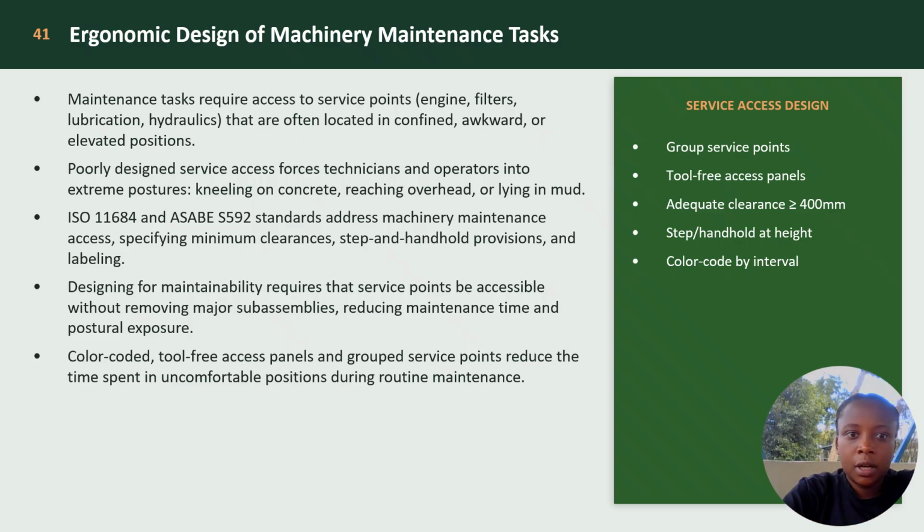Topic 41 is about ergonomic design of machinery maintenance tasks. Maintenance tasks require access to service points, engine, filter, lubrication, and hydraulics, that are often located in awkward or backward positions. Service access design should include: grouped service points, tool-free access panels, adequate clearance greater than or equal to 400 mm, step and handholds, and color coding by intervention.